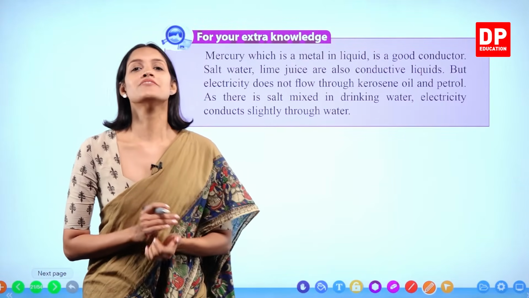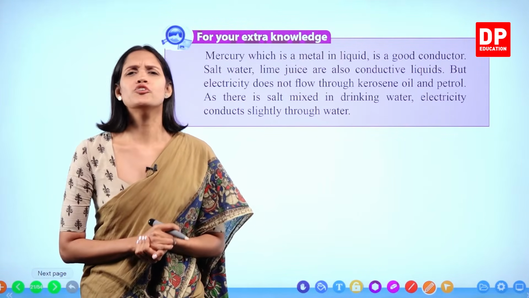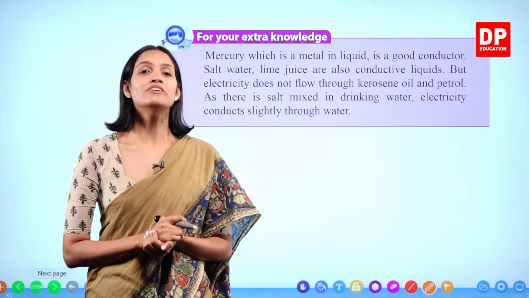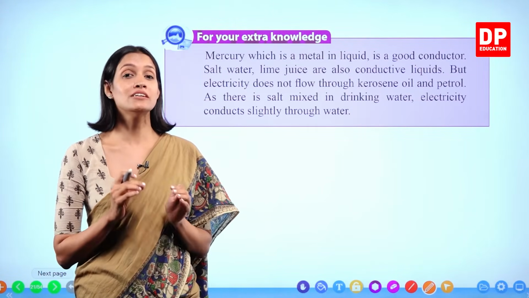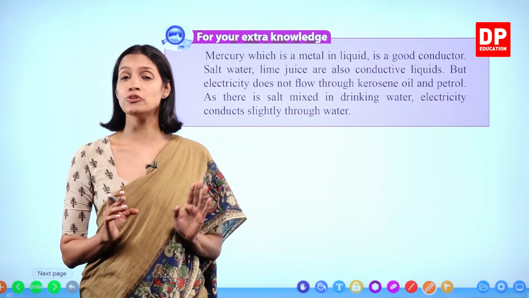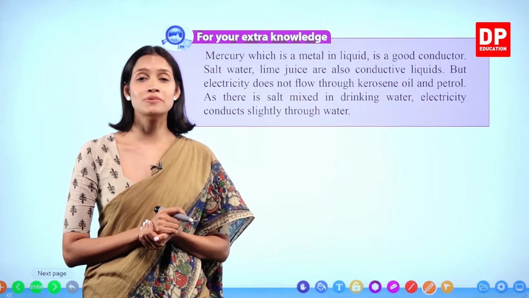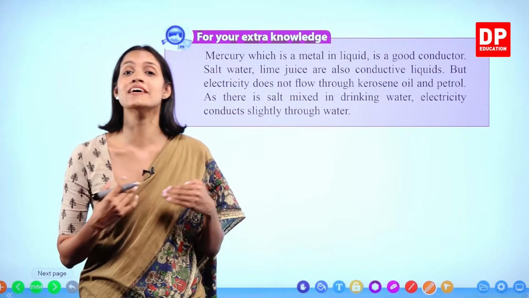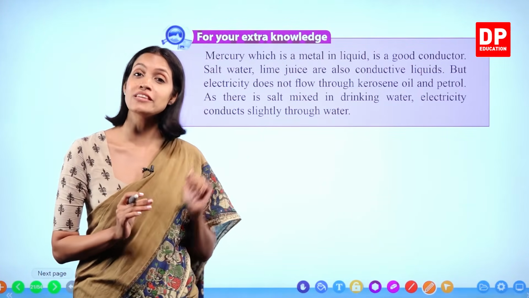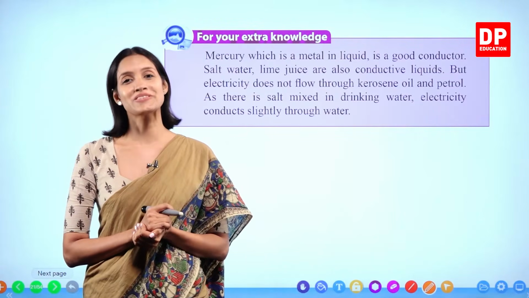Understand, children? So we have completed this chapter, children. Do you remember what we learned in this chapter? We learned how to prepare circuits and we learned about circuit symbols. Now we know that using circuit symbols, we can draw circuits very easily. And at the same time, we learned what conductors and insulators are, along with examples. Okay, now we are going to start the next chapter.